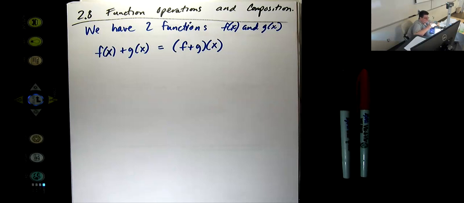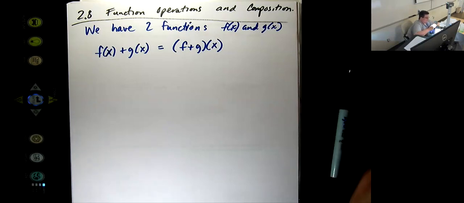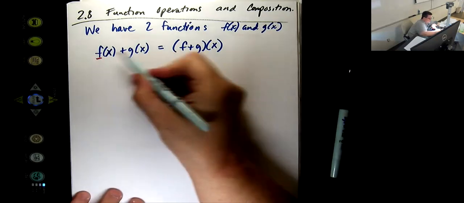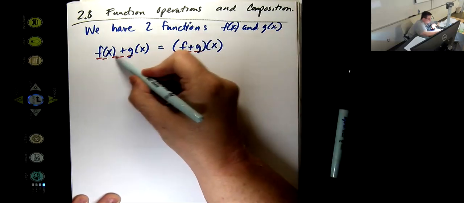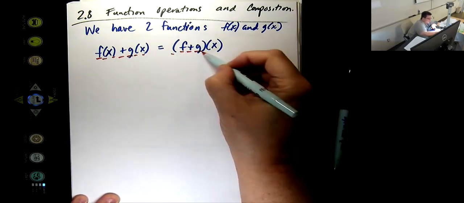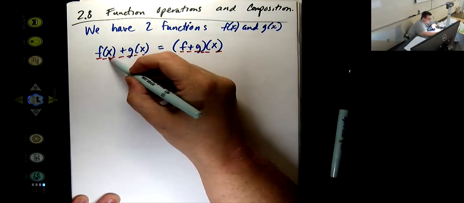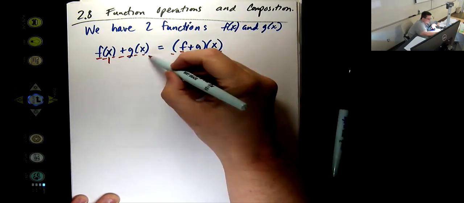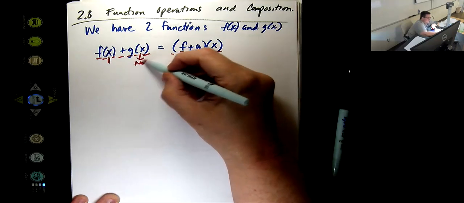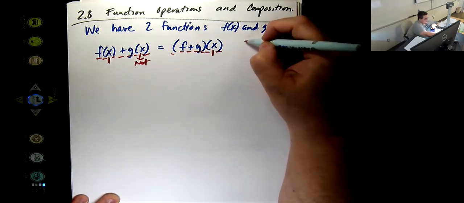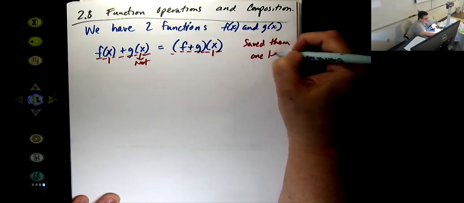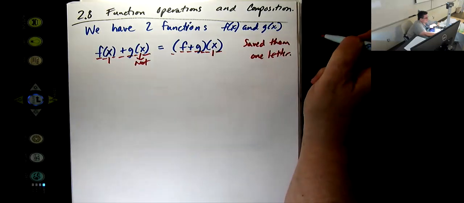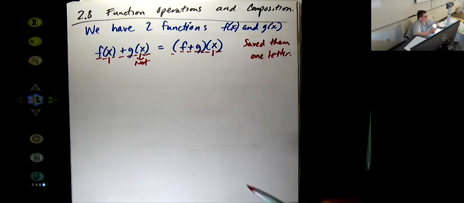Now, if you match up what they did, I've got f and g right here, and the plus is right here. I've got two sets of parentheses, but I've only got one x. This one is not listed. Writing in this notation saved them one letter. That's all it saved them. It saved them an x. And they felt this was necessary.